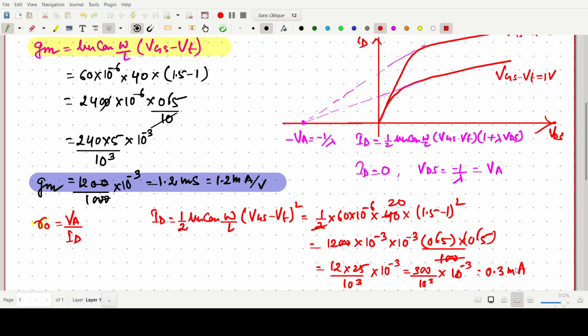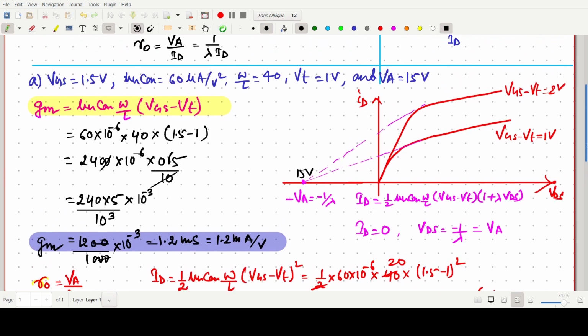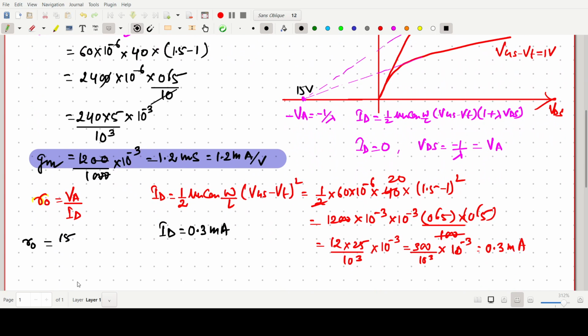So now the value of ID is known to us, 0.3 milliampere. So r naught will be, VA is also given. This point is given, 15 volt. In the question it is given 15 volt. So one can simply write 15 by 0.3 into 10 to the power minus 3.